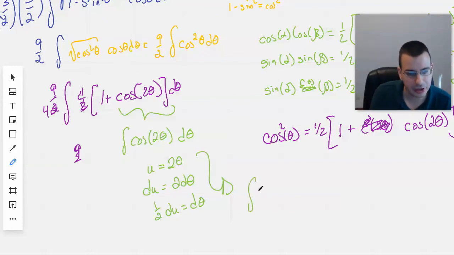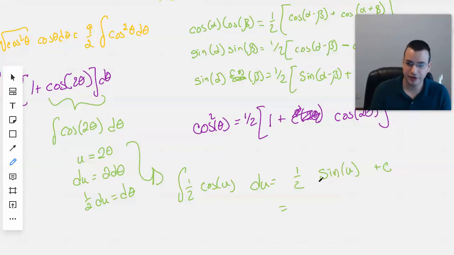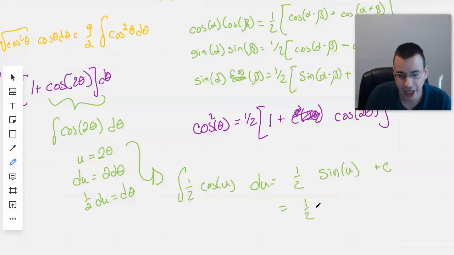So we have the integral of 1/2 du cosine of u, which equals 1/2 sine of u plus c. And the derivative of sine is cosine, the sign stays the same, so that's true. Which is 1/2 sine of 2 theta plus c, which is sine of theta over 2.